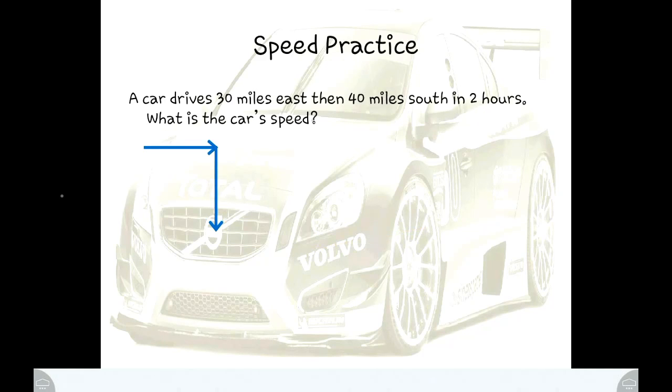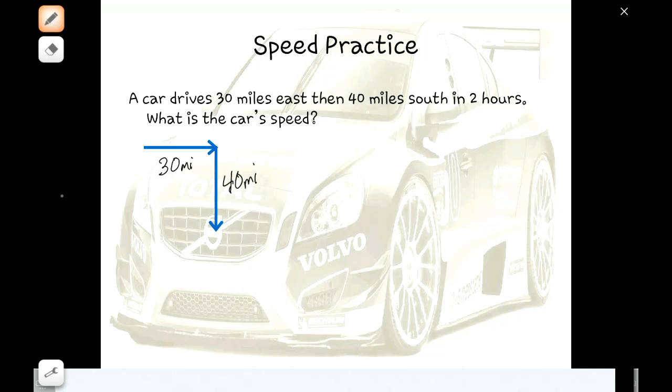So let's practice using these equations. Speed practice: we have a car that drives 30 miles east and then 40 miles south in 2 hours. What is the car's speed? Let me pull something out here that I can draw on. The car drives 30 miles east, so that's 30 miles, and then 40 miles south.